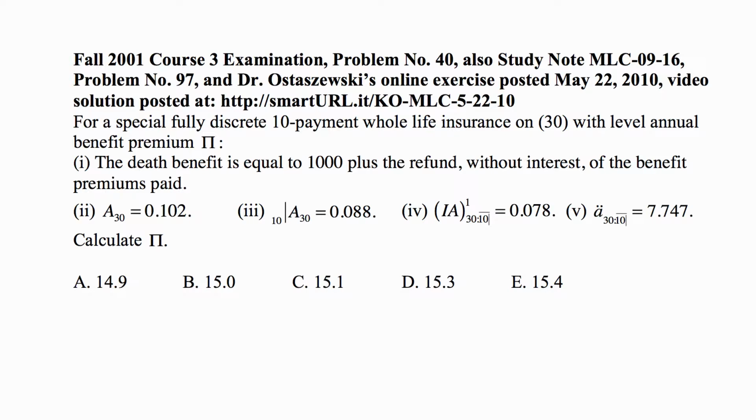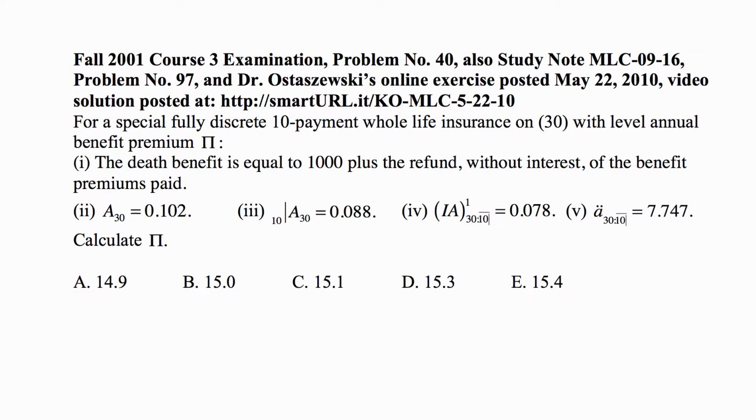Here is the problem for today. For a special fully discrete 10-payment whole life insurance on a 30-year-old with level annual benefit premium capital Pi. I don't like writing lowercase pi for this because that's a number in mathematics. So anyway, the death benefit is equal to 1,000 plus the refund without interest of the benefit premiums paid. And that means, of course, that if the person dies, they get 1,000 plus all of the premiums paid up to that point, but without interest.